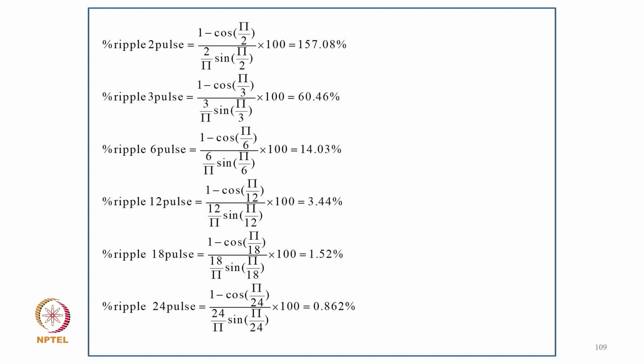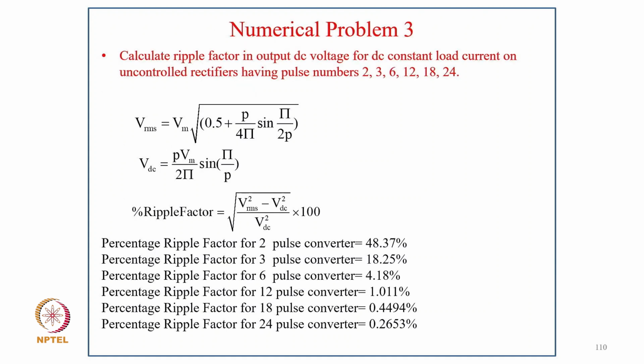Ripple percentage in 6 pulse becomes 14.3, in 12 pulse becomes 3.44, in 18 pulse becomes 1.52, and in 24 pulse it becomes 0.62%. Now coming to numerical problem 3: calculate the ripple factor in the DC voltage for DC load current control.